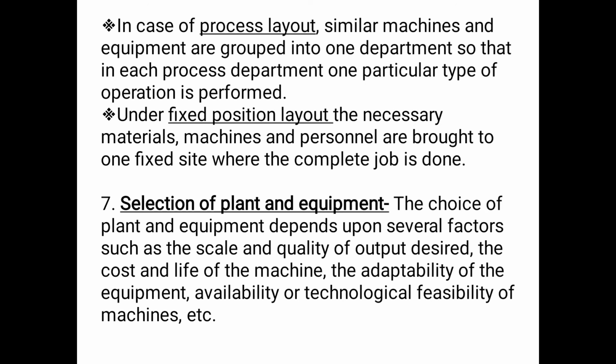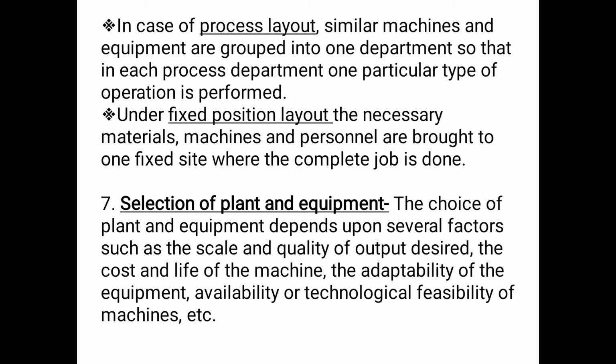Then in case of process layout, similar machines and equipment are grouped into one department, so that in each process department one particular type of operation is performed. So in case where the production is done in processes, similar machines and equipment are grouped into one department, so that in each process one particular type of operation is performed.